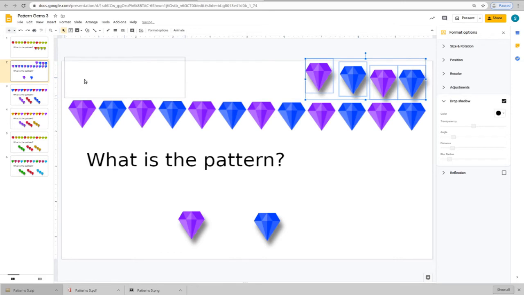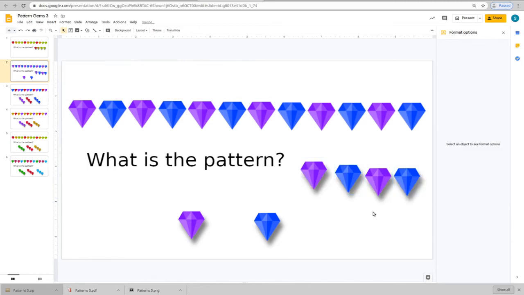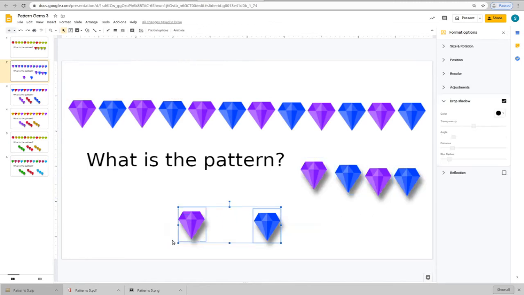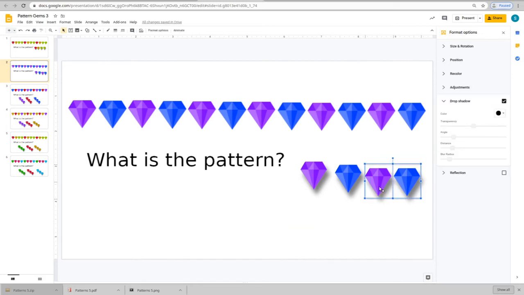That matches the next four. So purple, blue, is that our pattern? 1, 2, 1, 2? It's not. Because even though that matches, that's not the pattern. Why? Can we make it any smaller and still have it match?